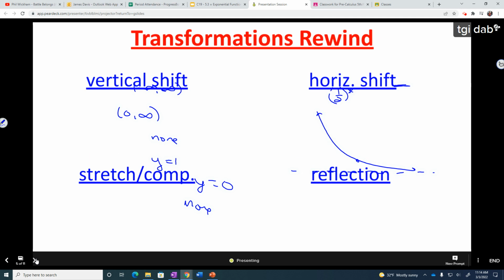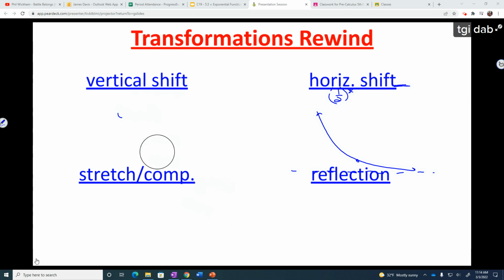But first, we're going to do a little rewind of what the different transformations were. This should be pretty much a review, so I think you'll find the graphing of these is pretty easy. These are the 4 major transformations that we do. So the first one is a vertical shift.